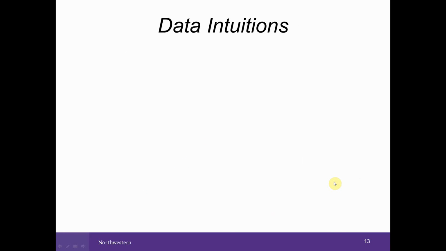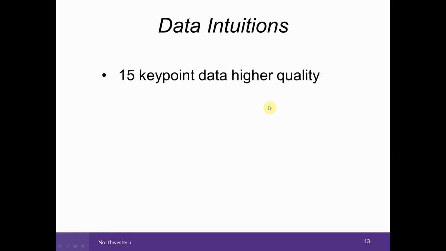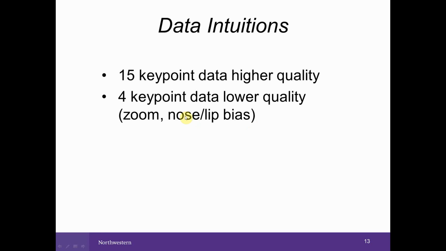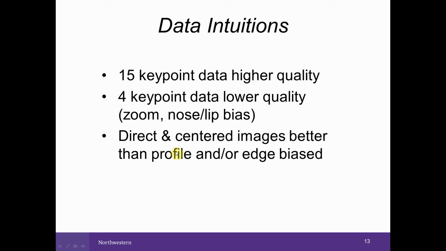Some general intuitions we get from just examining the data. The 15 key point data is generally of a higher quality for the reasons I mentioned and have shown. The 4 key point data is of a lower quality due to the varying zoom and the nose and lip data just flat out being off and improperly put in. As well, in general, direct and centered images are better. Direct meaning like a straight on headshot, think of a mug shot, looking straight on. And images centered, where the nose is roughly in the center of the grid right there. Those are generally better, see all the data, rather than something like a profile, a side view, or edge bias, like pictures pushed off to the side.